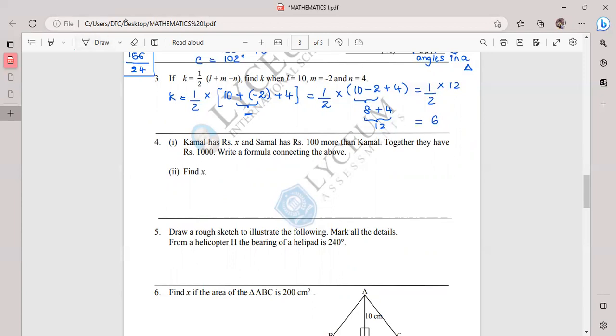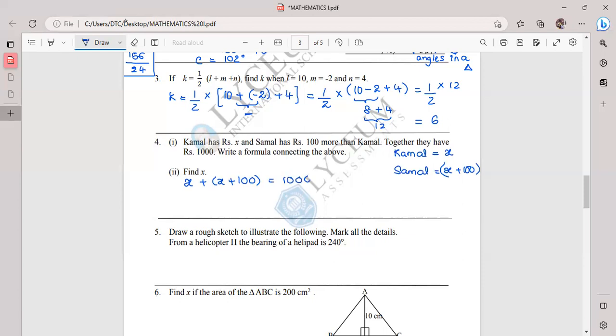Right? So first of all, you write separately what Kamal has. Kamal has X rupees. Then Samal has 100 more than Kamal. That means X plus 100. So when you add them together, both of them have X and X plus 100. Both of them together have 1,000.